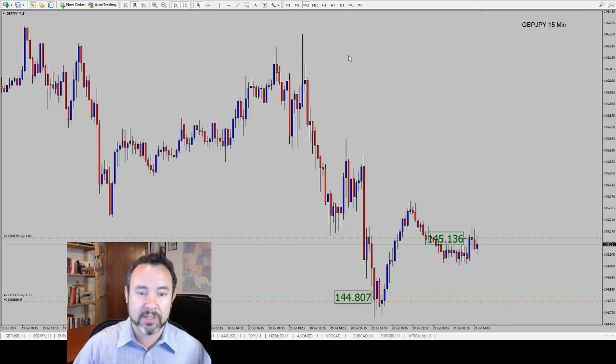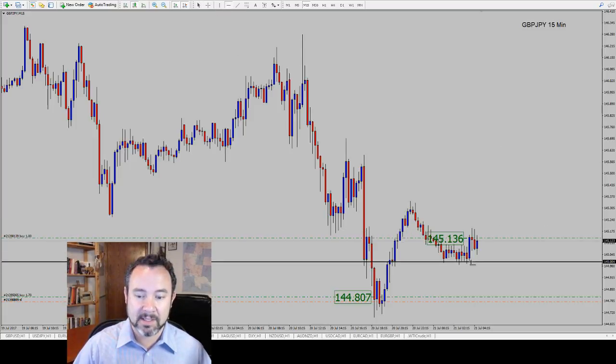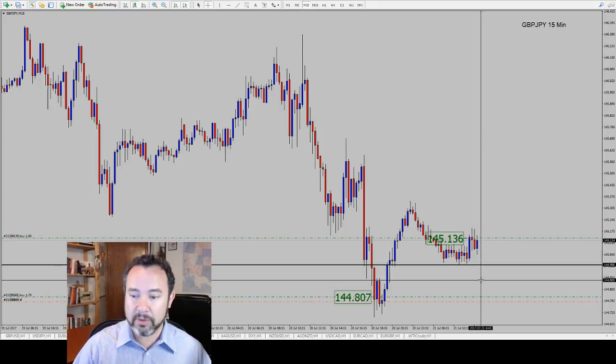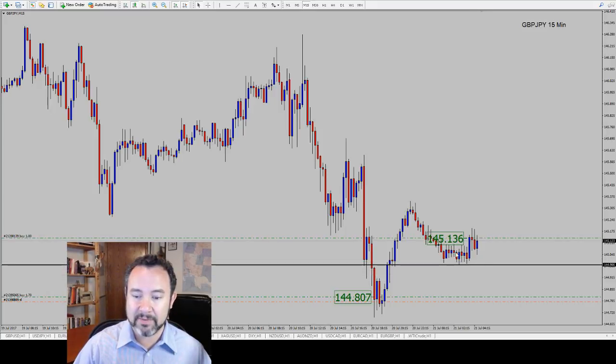So I'm looking for this to hopefully continue upwards. I'd like to see this level here hold. 144.98. We'll call it 145. That's the big psychological number, of course, here on the pound yen. Let's put it right around here, 145. So, of course, I would love to see this thing push up, have a little retracement, and then head up to the moon.